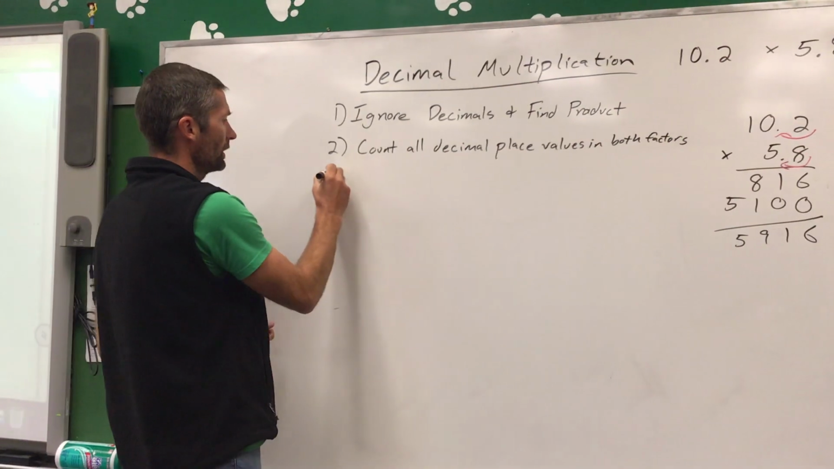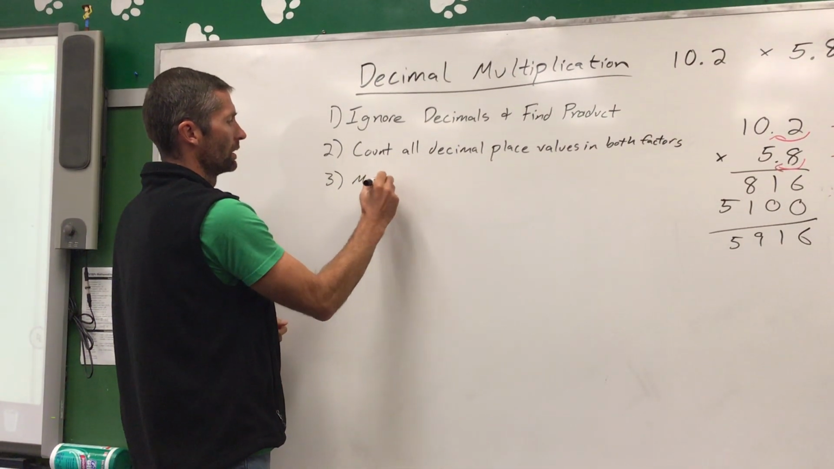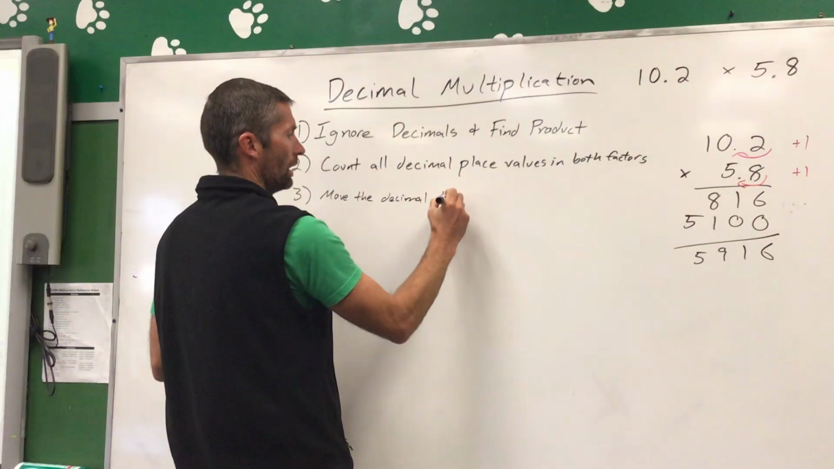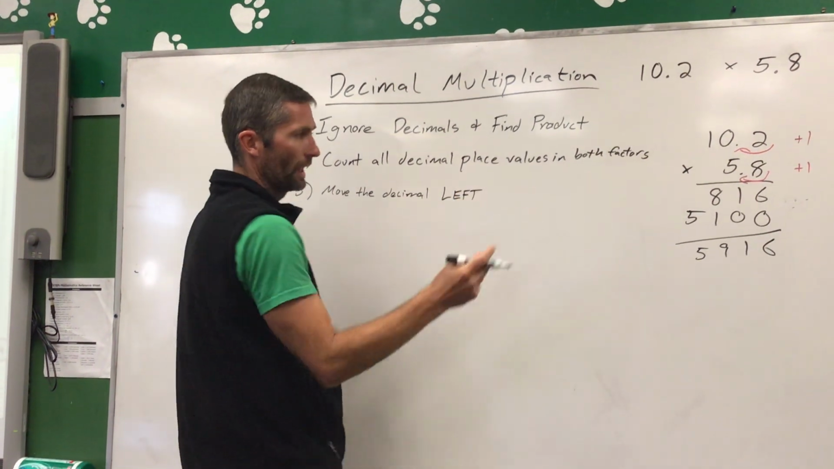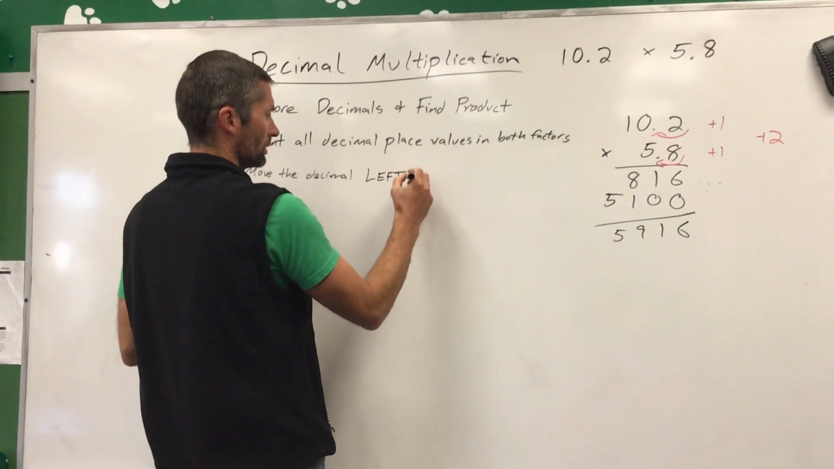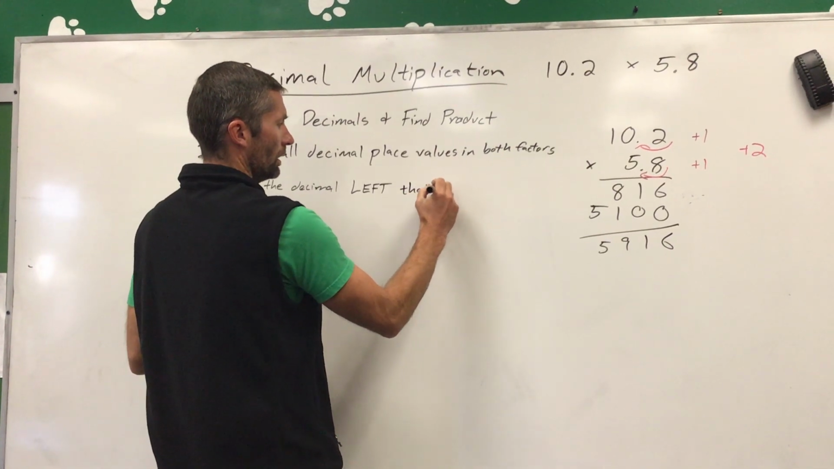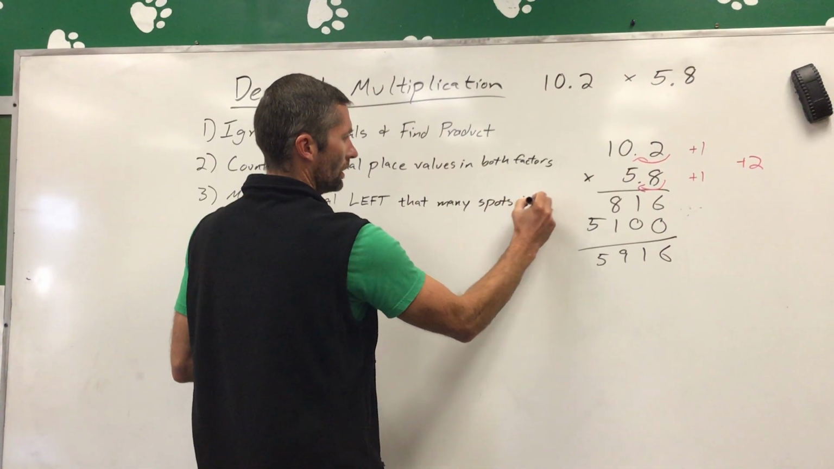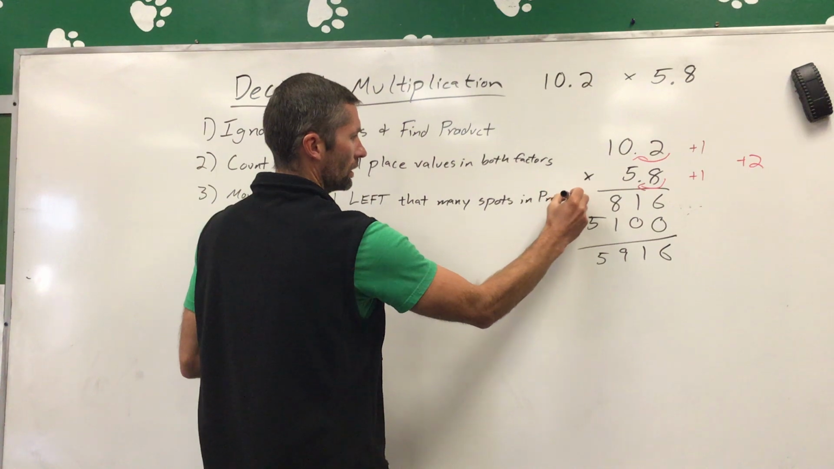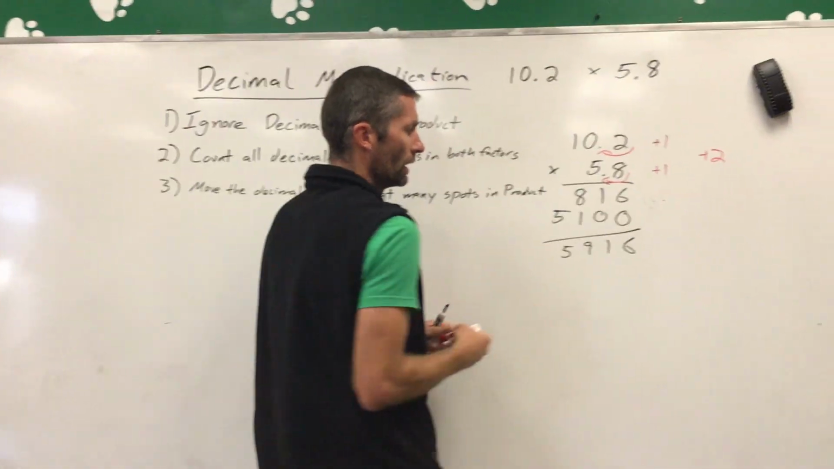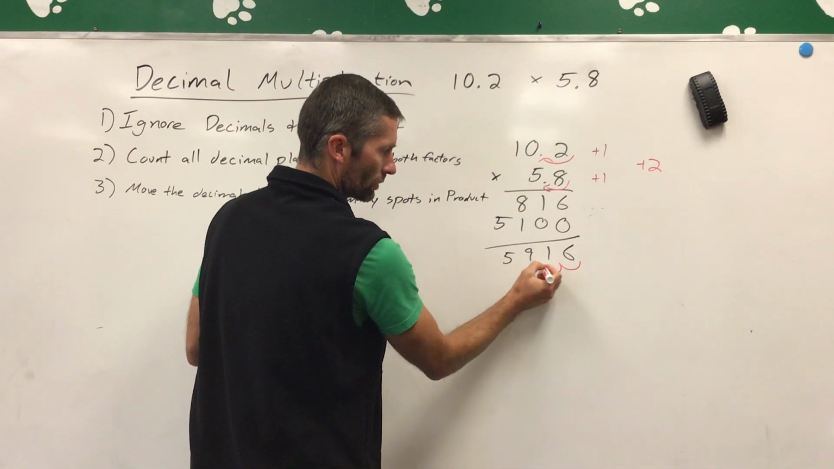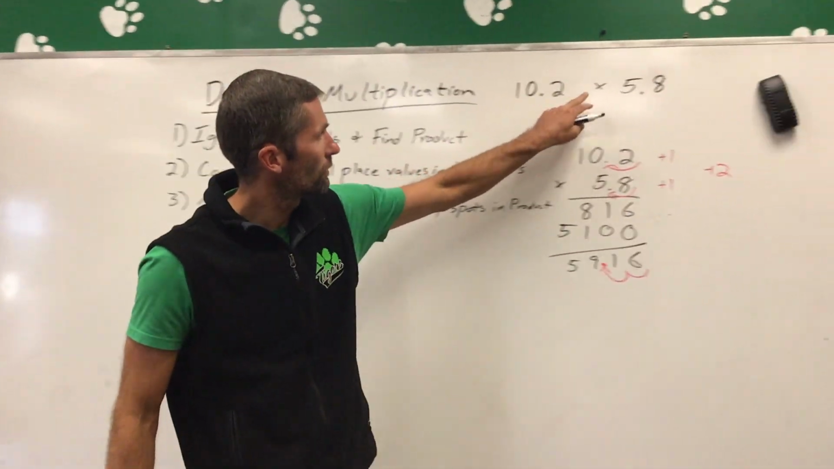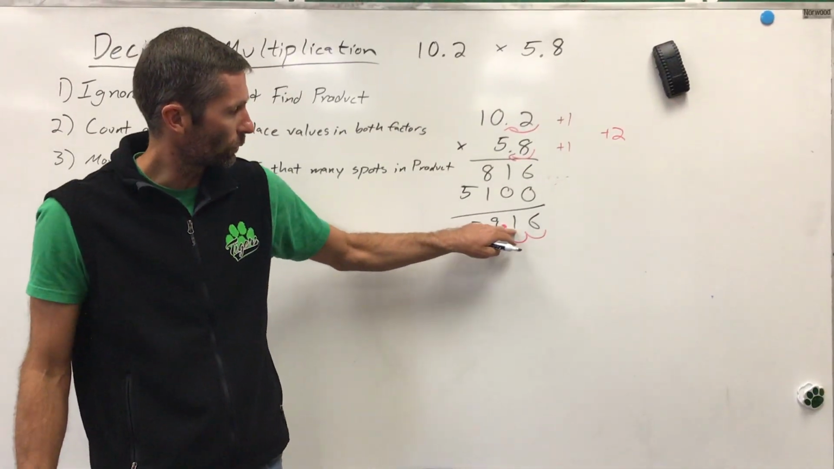Okay, now step 3, I'm going to move the decimal left that many spots in product. Okay, so I said I'm going to move it 2. So I'm starting over here and I'm going to move it 2. And then I'm going to put my decimal in. So my answer to 10.2 times 5.8 is 59.16.